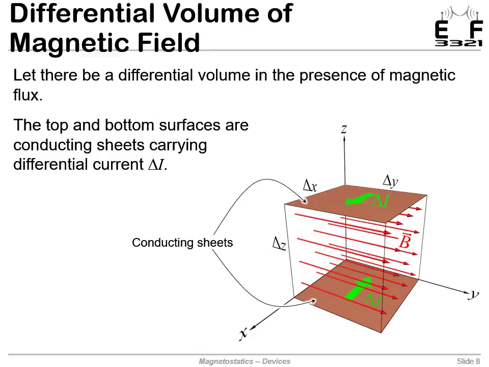The top and bottom of this box are conductors, and we're going to let them carry a current delta I. It has to be a delta I because the size of the box is delta x, delta y, and delta z.